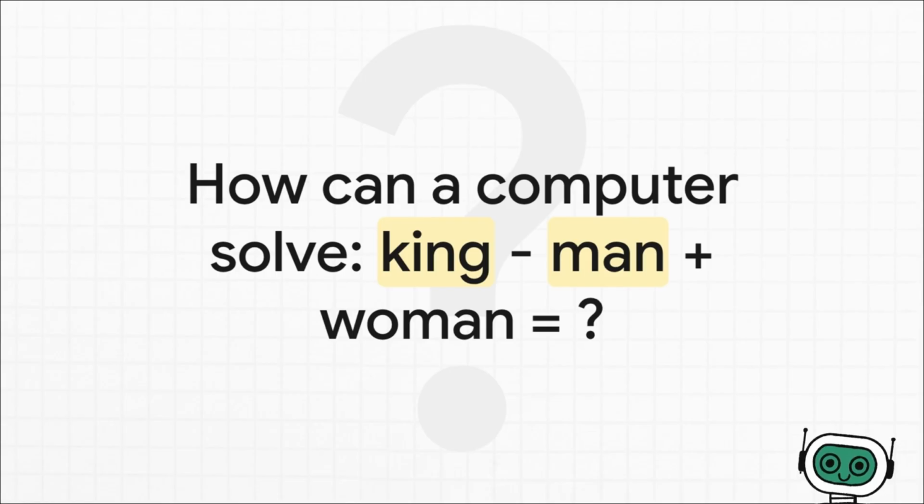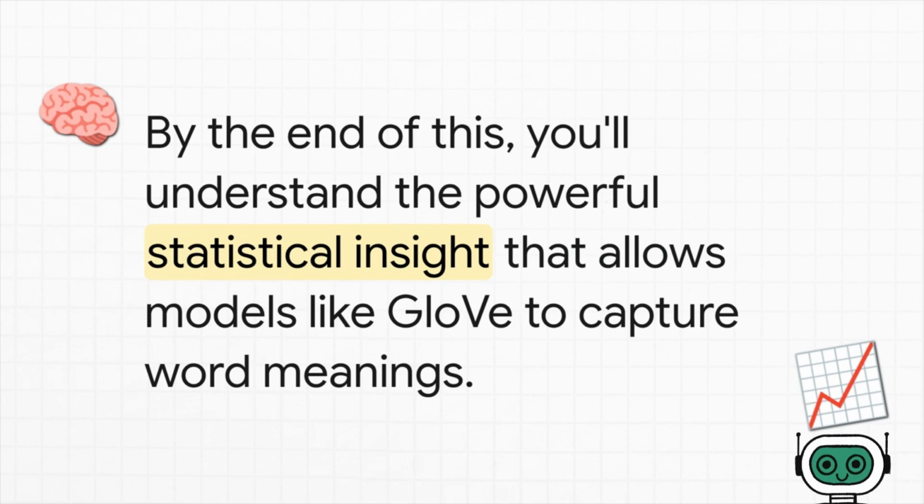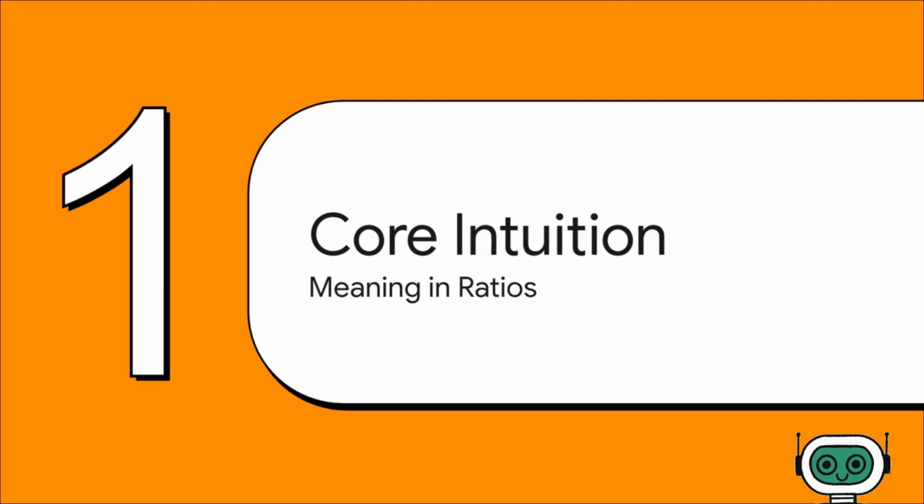It feels a bit like magic, doesn't it? How on earth can a computer learn such an abstract relationship? How can a machine possibly grasp concepts well enough to perform this kind of conceptual arithmetic? Well, it's not magic. It's actually a very clever use of statistics. And by the end of our time here, you'll get the simple, powerful insight that makes it all possible. All right, let's dive into that core idea.